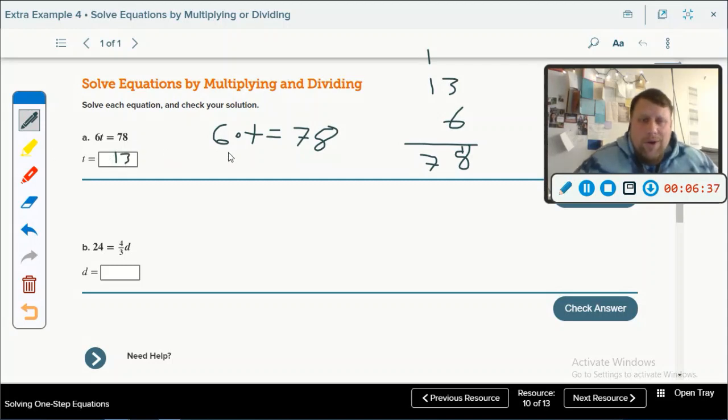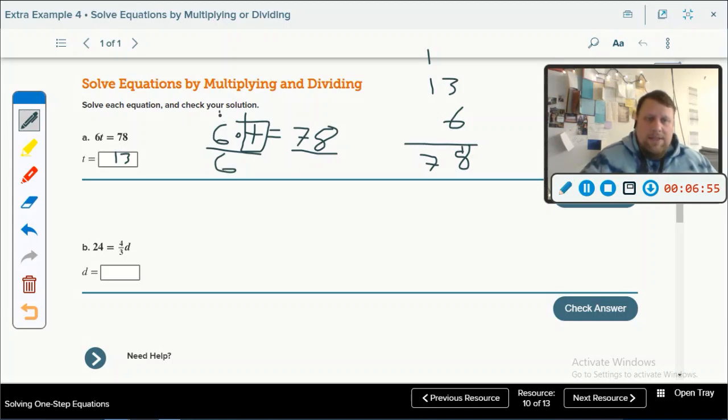And how do we undo multiplication? What's the opposite of multiplication? It's division. And what's the rule? What I do to one side, I do to the other. What did I multiply times t? Because I want to get t by itself, which means I need to get rid of the 6. And since I'm multiplying times 6, I'm going to divide by 6.